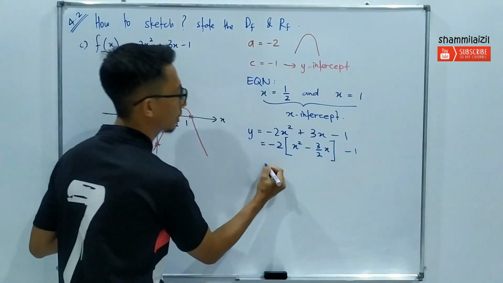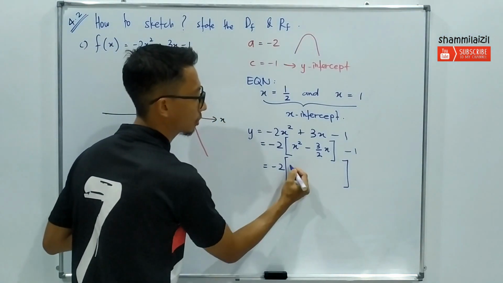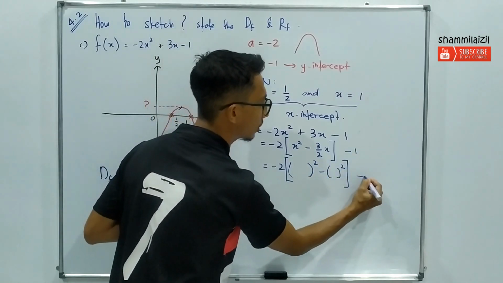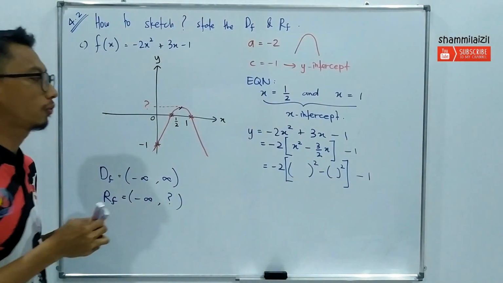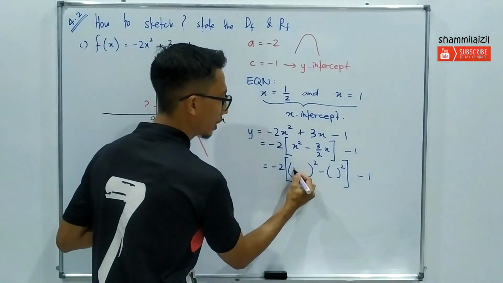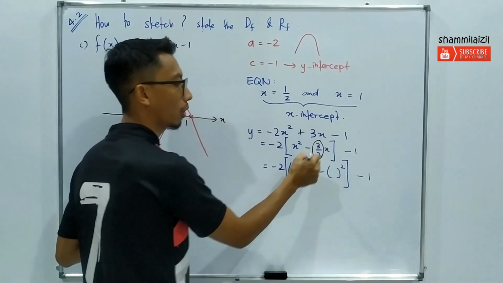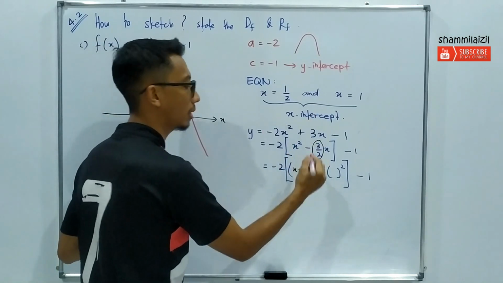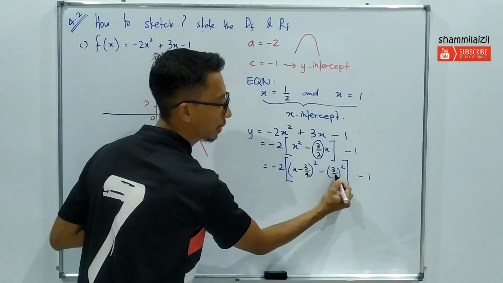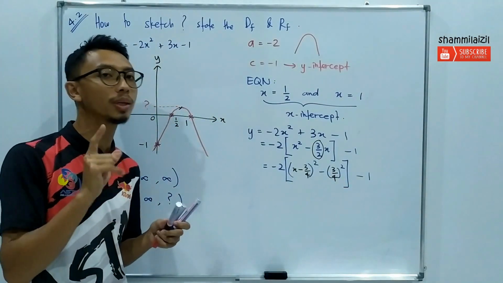So the next step is to do the formula of completing the square. Big bracket square minus small bracket square. Minus 1 remains similar, minus 1. So fill in the blank here. x is x, minus is minus. 3 over 2, this number here always divided by 2. 3 over 2 divided by 2 is 3 over 4. Take this number 3 over 4, bring it to the other bracket. That's how you do the completing the square.